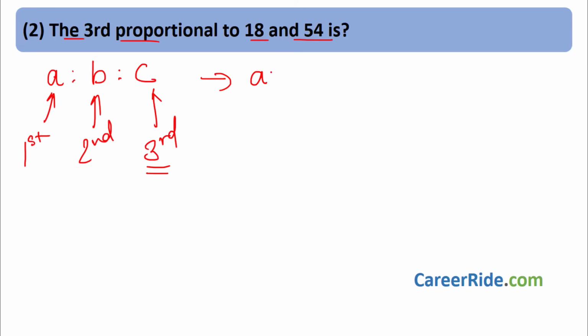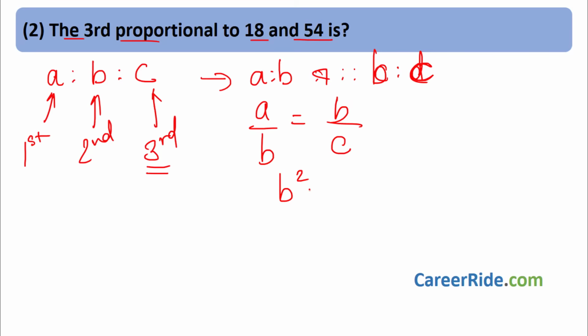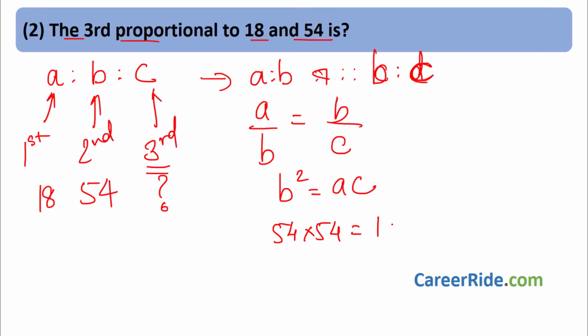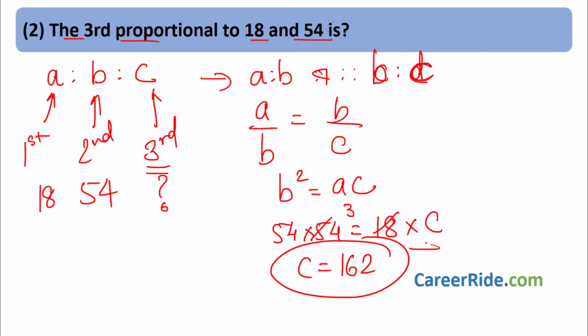This can also be written as A is to B as B is to C, that is A upon B is proportional to B upon C. So B square would be equal to AC. We have two values, A is 18, B is 54, and we have to find the third proportional. So we will have 54 square, that is 54 into 54 equal to 18 into C. 18 3s are, C is 162. Now this is the third proportional.